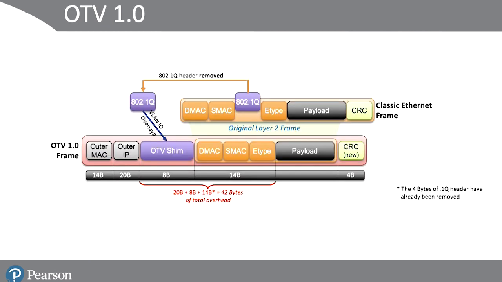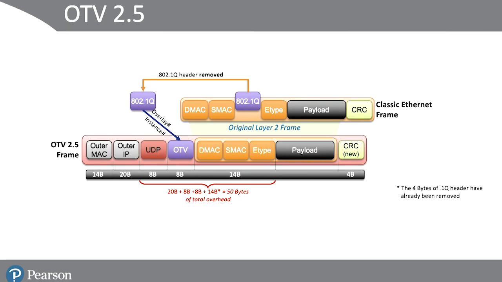Let's look at what the OTV header looks like in OTV 1.0. From the classical Ethernet frame, the 802.1q header is removed and replaced with the OTV shim header. At that point, the whole shim header, along with the destination MAC, source MAC, and the Ethernet type, combines to form the 42 bytes, which is added as the overhead. In OTV 2.5, the 802.1q header is replaced with the OTV header, which is the UDP and OTV header, and then your destination MAC, source MAC, and Ethernet type. This all combines to form 50 bytes of total overhead on the OTV interface.